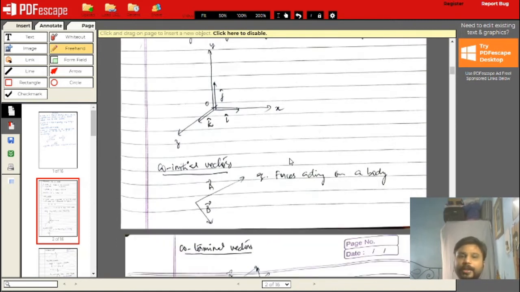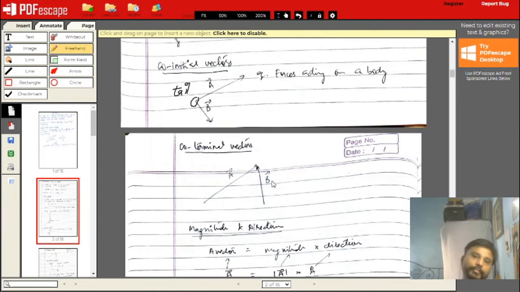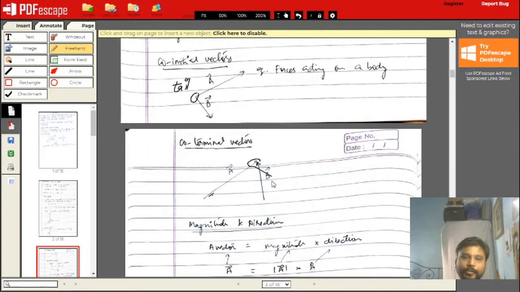The next, we have co-initial vectors. The co-initial vectors are those whose initial starting point is common. So these vectors A and B start from the same point. The starting point of a vector is often called the tail of a vector. So when the tails of two vectors are coinciding, we say that these two vectors are co-initial. So for example, forces acting on a body are co-initial vectors. Co-terminal vectors. When the arrowheads of the two vectors coincide, then they are called co-terminal vectors. Their heads are coinciding.